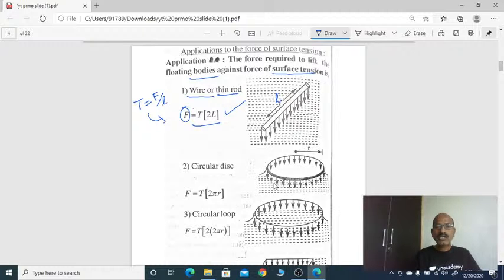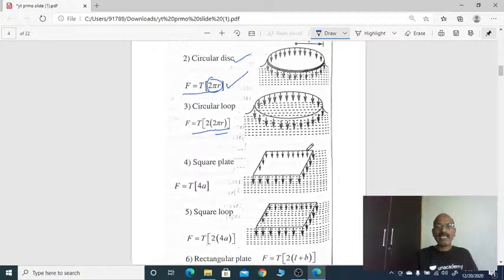In case a circular disc is floating on the surface of water, if you want to lift it, what is the force required to lift the circular disc from the surface of water? Force equals T into the circumference of the disc, which is 2 pi r. In case of a circular loop, it has two free surfaces. So the force required to lift the circular loop from the surface of water will be T into, since it has two free surfaces, twice the circumference, 2 pi r.